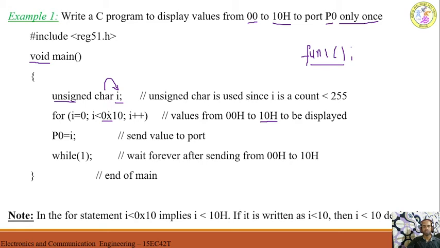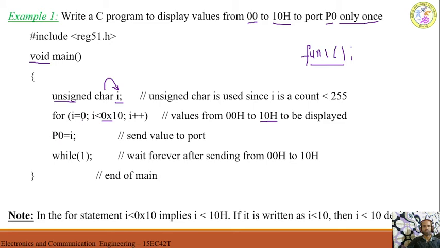If this is true, this is called the condition. Initialization, condition and increment or decrement. So this is the initialization and this condition is true. Initially i is equal to 0. So 0 is less than 10. This is true. So come here.